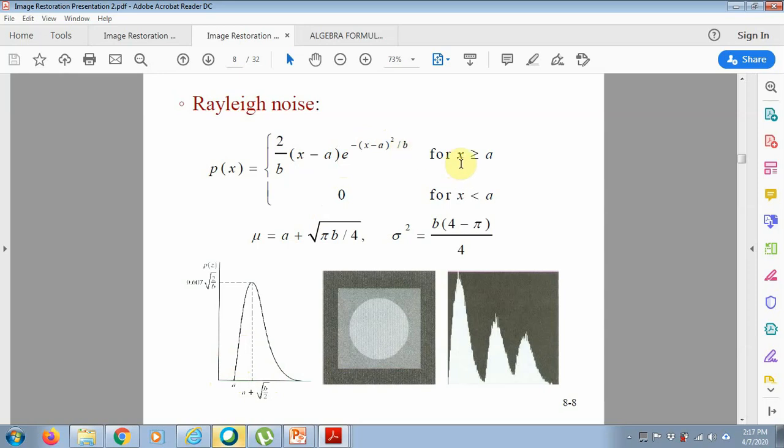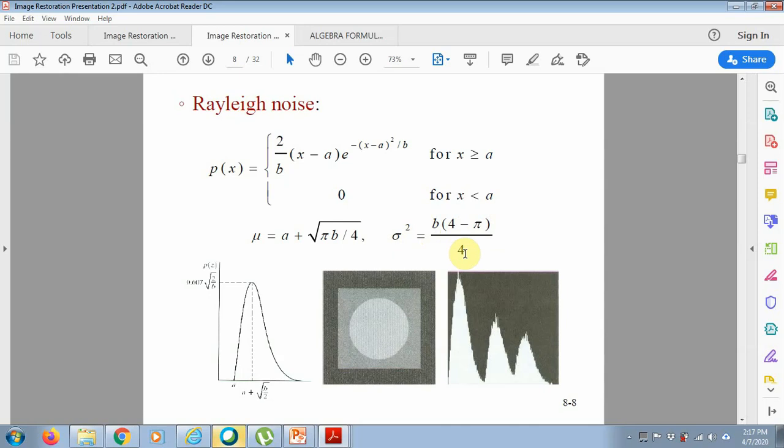Okay, for x greater than or equal to a, only then will you get the full form. Otherwise it will be 0. If x is less than a, it will be 0. Here the mean is equal to a plus square root of pi b divided by 4, and variance is b times (4 minus pi) divided by 4.